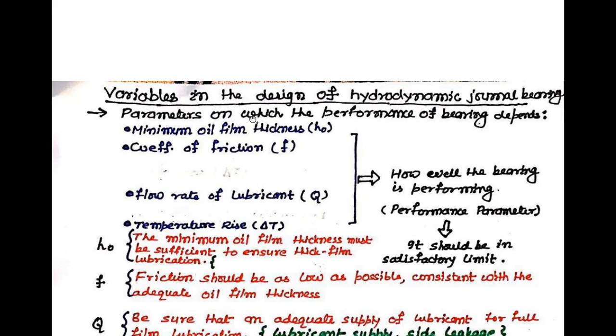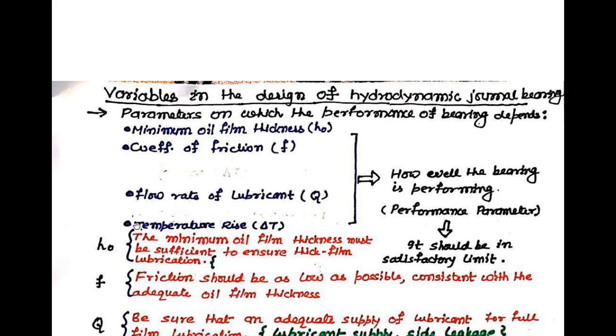In hydrodynamic journal bearing, mainly the important parameters are minimum film thickness H0. I have already explained what is the H0. This is the minimum film thickness. Coefficient of friction F, flow rate of lubricant, because for hydrodynamic lubrication the sufficient amount of lubricant is required, so it is also important variables in the design of hydrodynamic journal bearing.